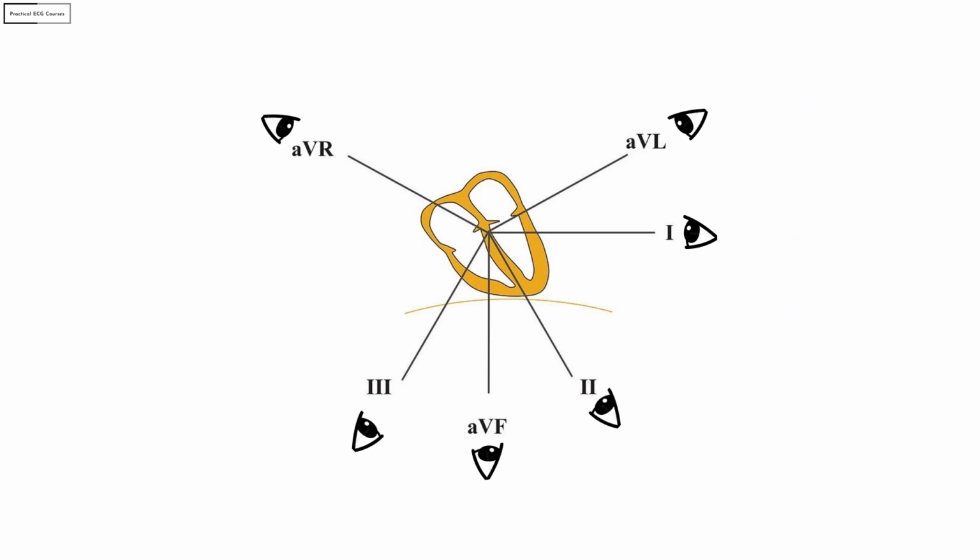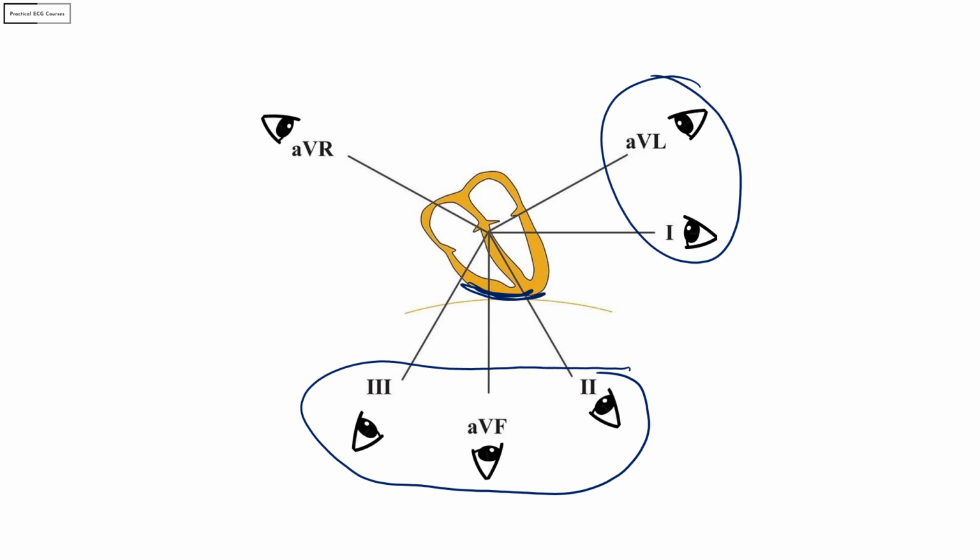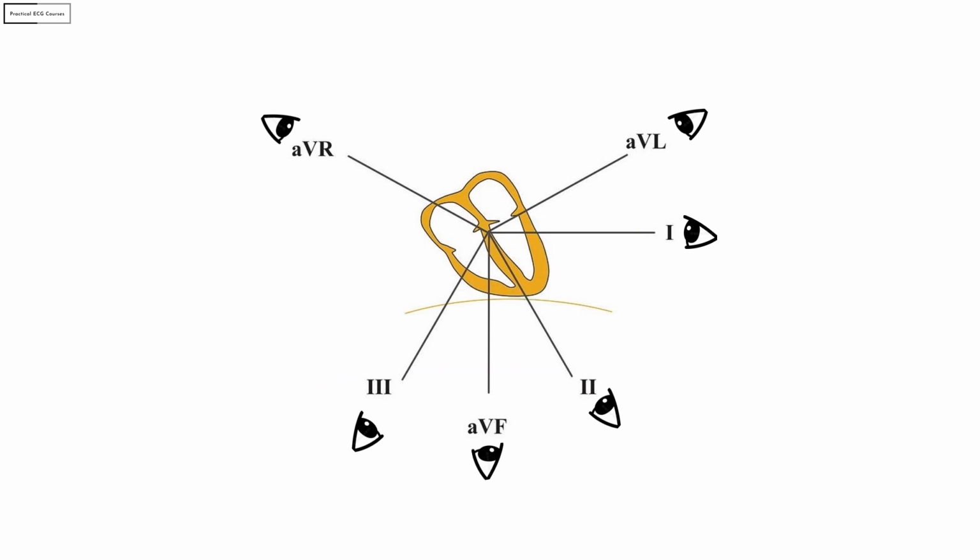As you can see here, 2, 3, and AVF are the inferior leads looking at the inferior surface of the heart. 1 and AVL are the high lateral leads looking at the lateral surface of the heart. During a normal sinus rhythm, the SA node causes depolarization of the atria and the ventricles to happen in this direction. Now the vectors are seen by lead 2 as coming towards it. So based on the principle that we just discussed in the last slide, as lead 2 sees these vectors coming towards it, it documents positive deflections.